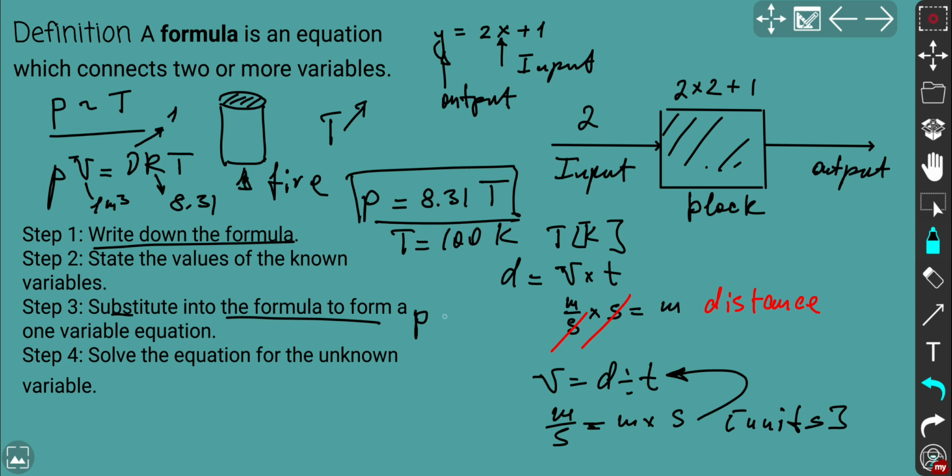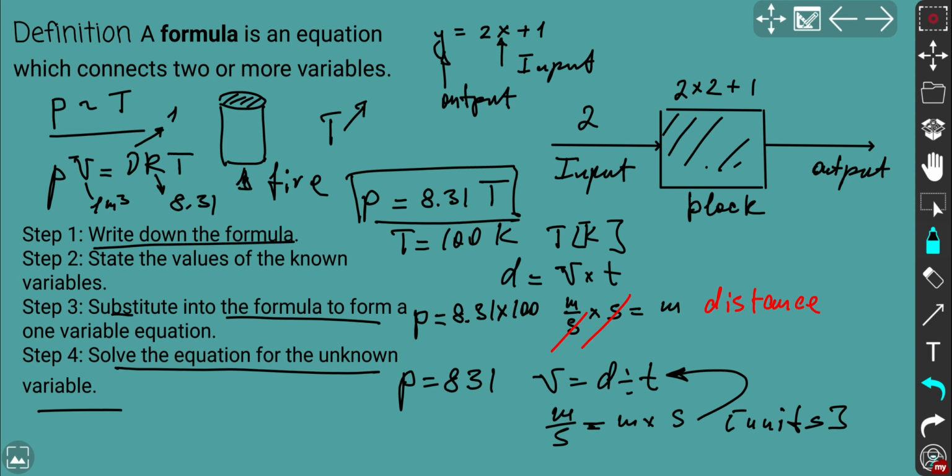So in this case, pressure is going to be 8.31 times 100. Pretty obvious stuff. And then solve the equation for the unknown variable. In this case, the unknown is pressure, and you just need to calculate. It's going to be 831 pascals. That's the right unit for pressure. So in this pretty simple case, it's pretty obvious what you're going to do.